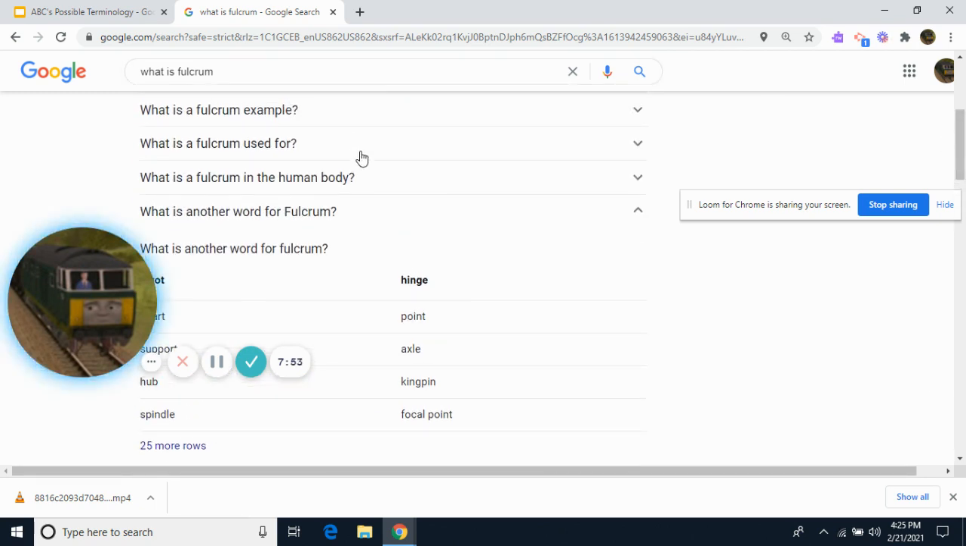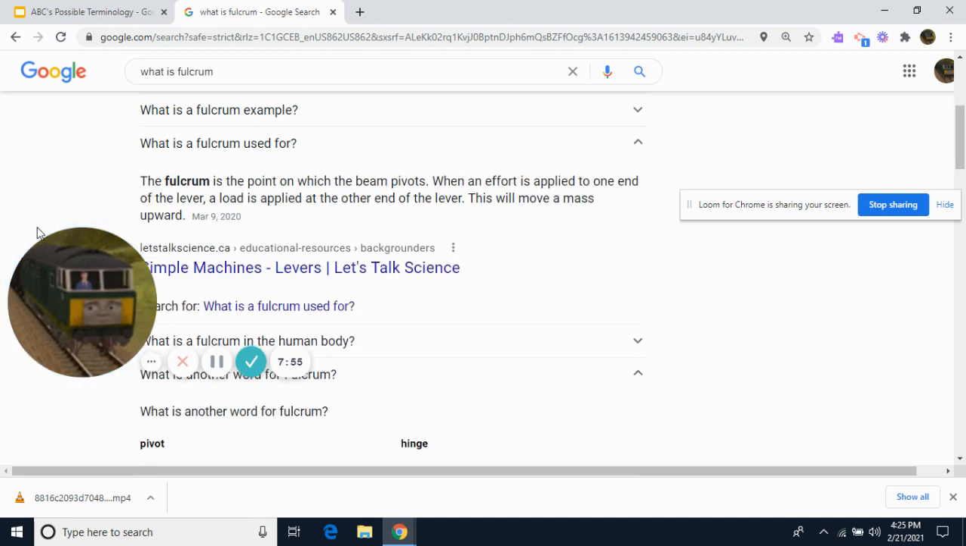All right, so what is a fulcrum used for? The fulcrum is a point on which the beam pivots. When an effort is applied to one end of the lever, the load is applied at the other end of the lever. This will move the mass upward.